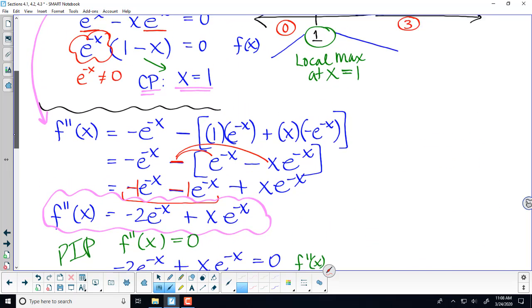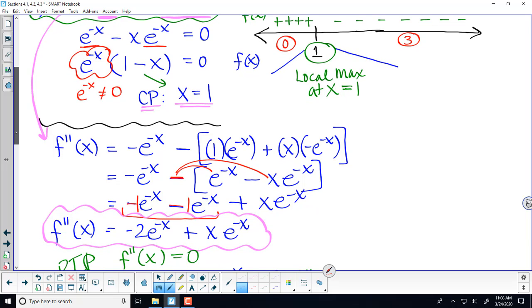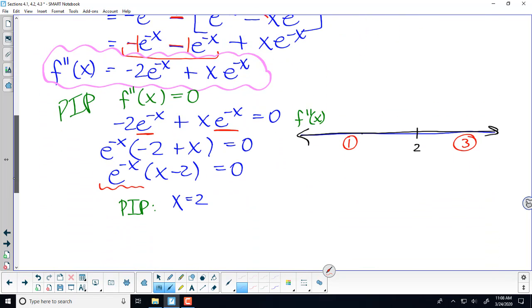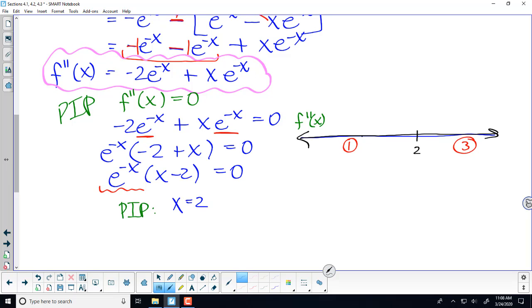Now let's go back up here. 1 is a critical point. By substituting 1 into the second derivative, I'm doing the second derivative test, so that'll be kind of cool. We'll see if we get the same result, the fact that 1 is a local max. So substitute 1 into the second derivative and we get a negative value, which tells me that the graph of my function is concave down.